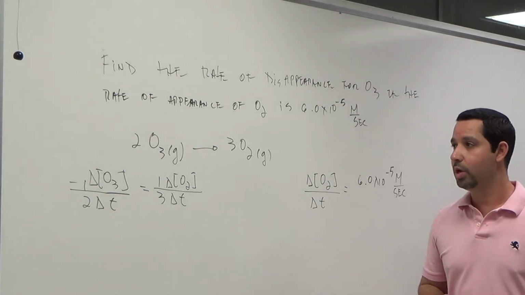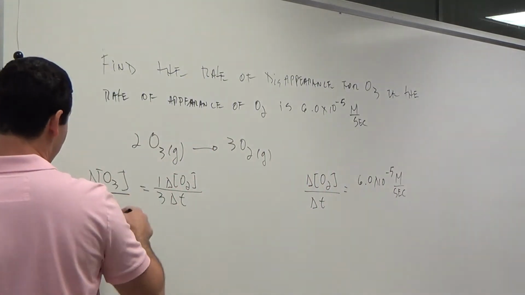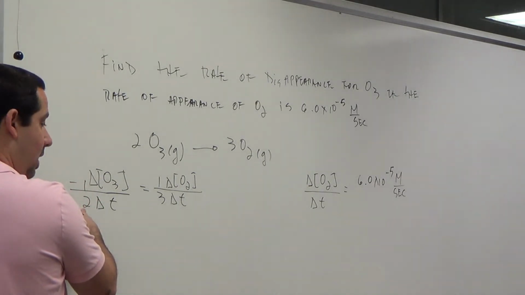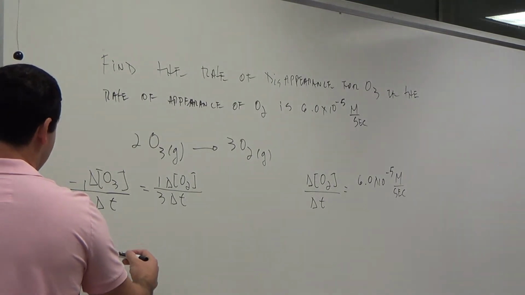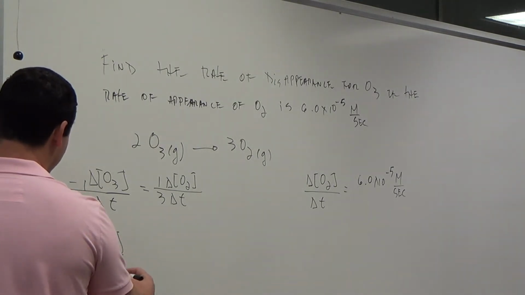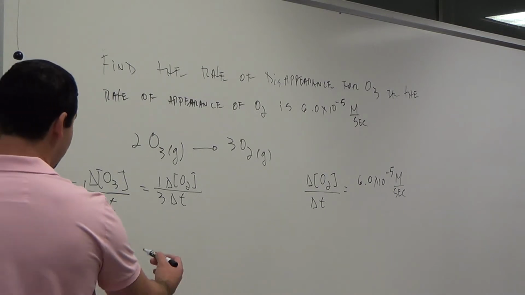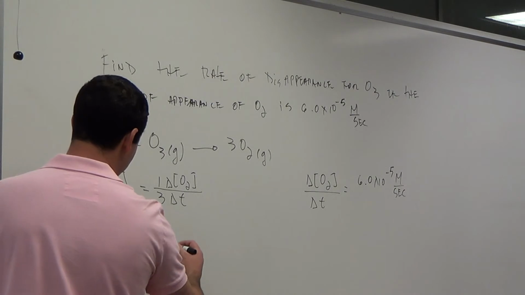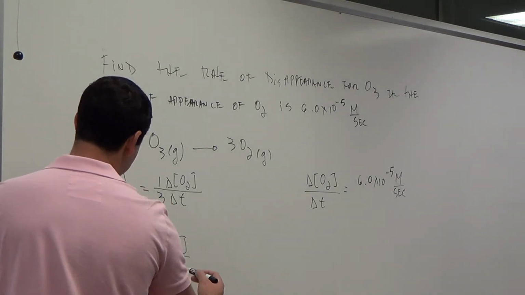So since I have this number, and I want this number, I want to get rid of this number here. I want to leave this by itself, so I want this to look like this: O3 divided by that, okay? And what I have on the other side is 1/3 times the change in concentration of O2 divided by the change in time, yes?